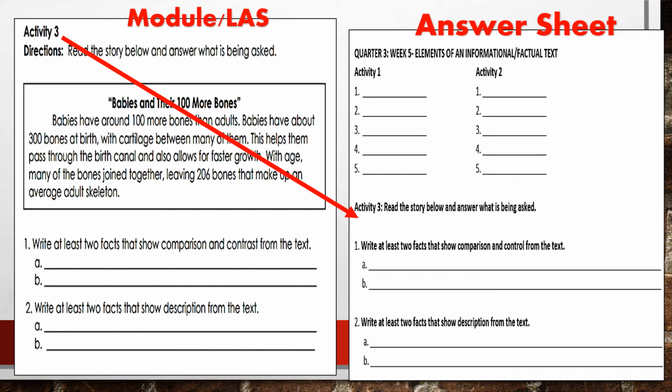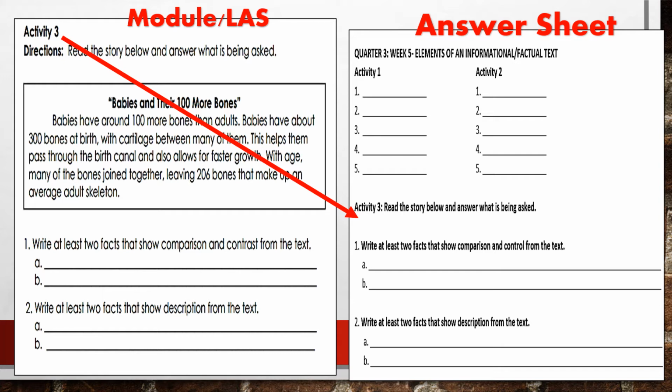So, ngayon, grade 3, sagutin na natin ang numbers 1 and 2 sa pamamagitan lamang ng pagsagot sa mga ito. Number 1, sabi niya, write at least 2 facts that show comparison and contrast from the text. Yung maaari nyong masagot dyan ay yung pagkakaiba ng buto ng baby at buto ng mga nakatatanda. Pero kailangan English ang sagot natin, okay? So you may say that babies have around 100 more bones than adults.